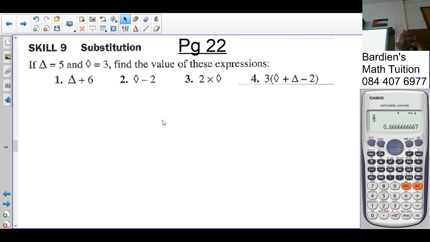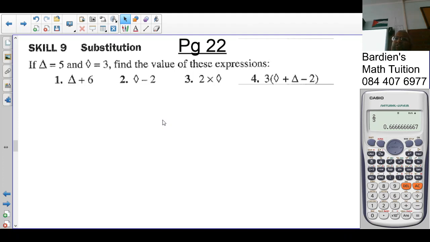So whenever we see a triangle, we replace the triangle with a number, and the number given in this sum is 5. Now not every triangle will be 5. Okay? You all agree with that? You all understand? Okay. If the triangle is 5 and the diamond is 3, so the diamond and triangle is different, it could be the same value. Okay, majority of the time it's different value. Find the value of these expressions. So let's look at the first one.